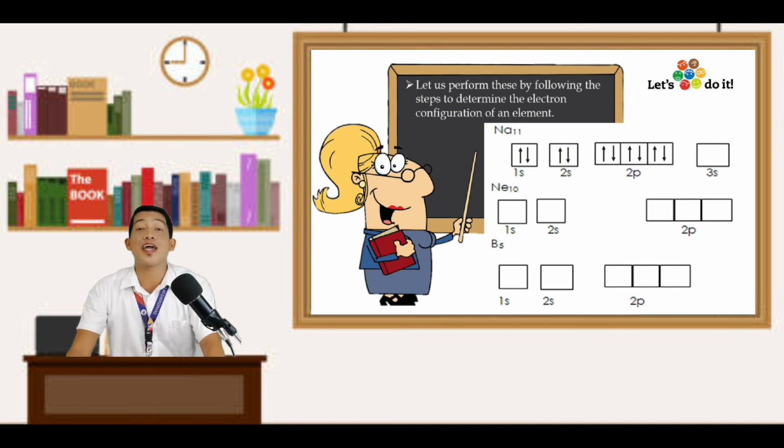Then for the third energy level, we have 3s1, with 1 up. For neon, which is 10, we have 1 up, 1 down. For the second energy level, we have 1 up, 1 down. Then for the p orbital, we have 1 up, 1 up, 1 up. Then that would be the time to apply the downward arrows: down, down, and down. For boron, which is 5, we have 1 up, 1 down for the first energy level, 1 up, 1 down, and then for the last, we have 1 up.